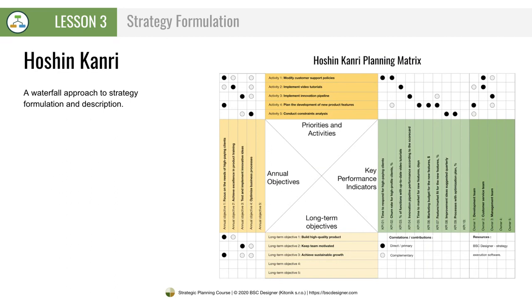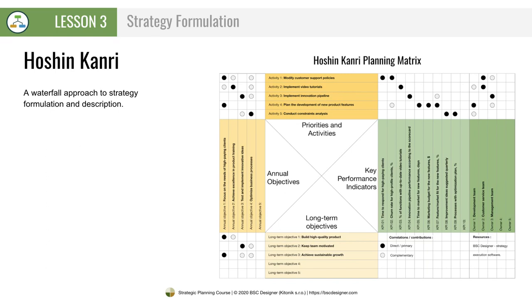Hoshin Kanri framework. This framework suggests a waterfall approach to strategy formulation and description. The process is visualized on the diagram called X matrix. According to Hoshin Kanri, the goals need to be defined following this scheme: long-term objectives first, annual objectives that support long-term objectives, short-term goals, priorities or activities in the terminology of this framework, and finally, key performance indicators.